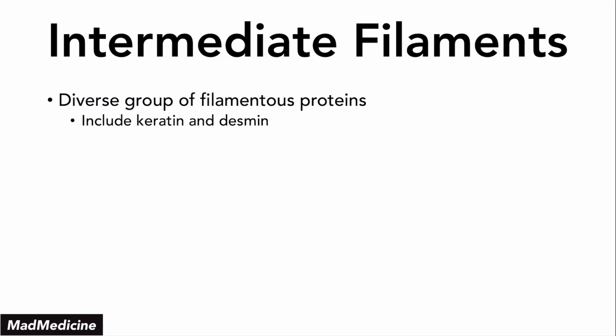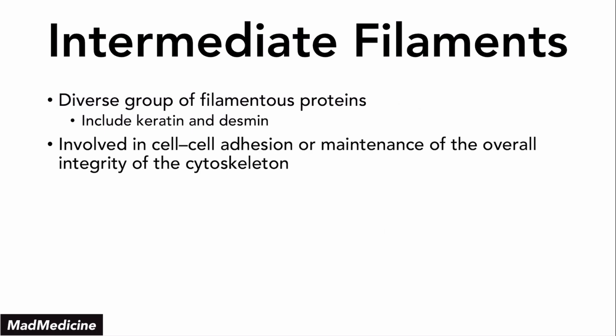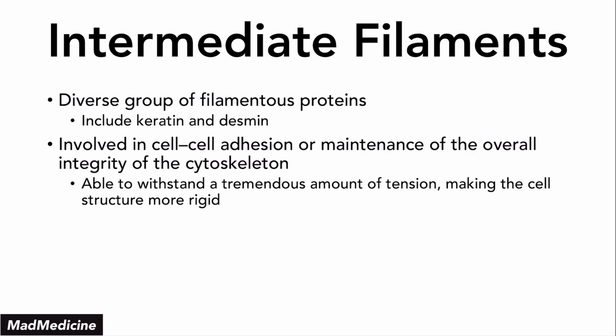Intermediate filaments are important because they are a diverse group of filamentous proteins. And these proteins include keratin and desmin. And the main purpose of intermediate filaments is that they're involved in cell-to-cell adhesion as well as the maintenance of overall integrity of the cell. They're able to withstand a tremendous amount of tension, and that makes the cell more rigid and more structured. That's important because rigidity of a cell allows us to have structure.